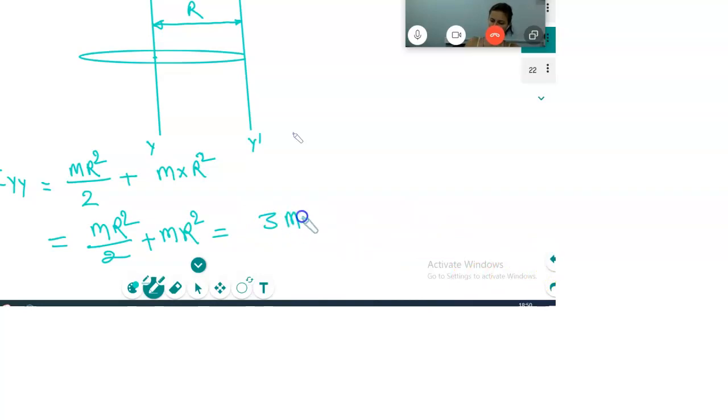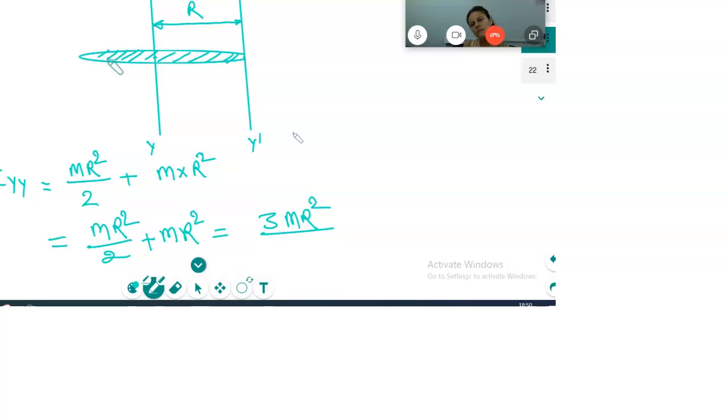But how do you call this? This is the moment of inertia of what? Moment of inertia of the disk about an axis passing through its periphery and perpendicular to its plane. This is the plane of the disk, correct? Perpendicular to the disk. See, this is the disk, and this axis is perpendicular like this one. We are getting the moment of inertia about this axis. Is it clear?